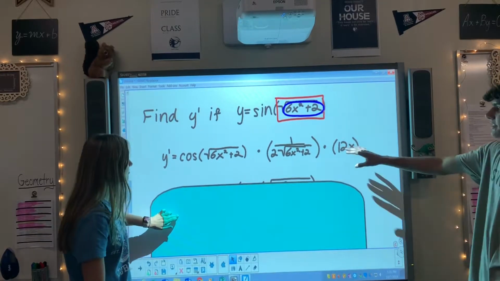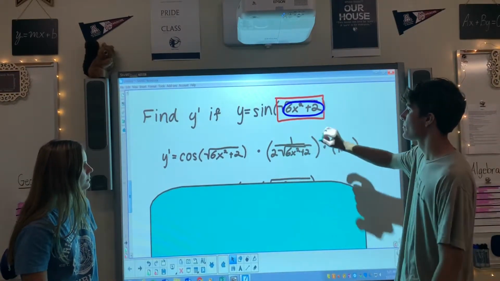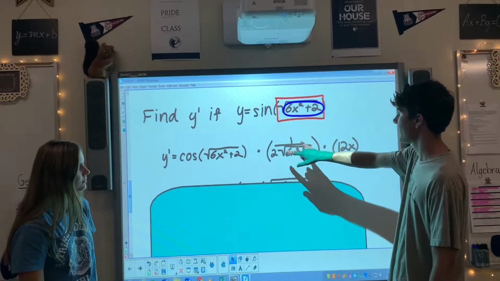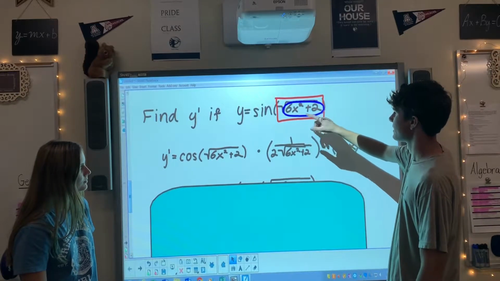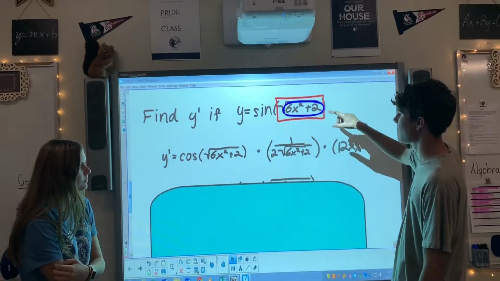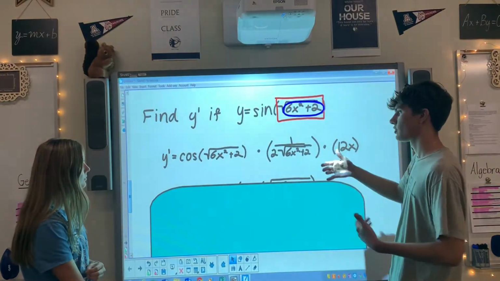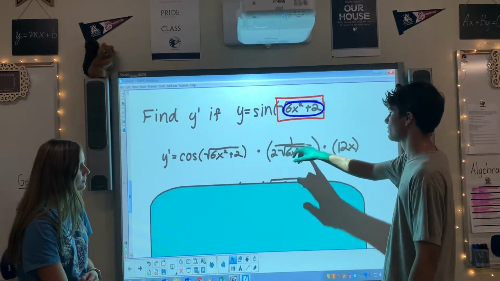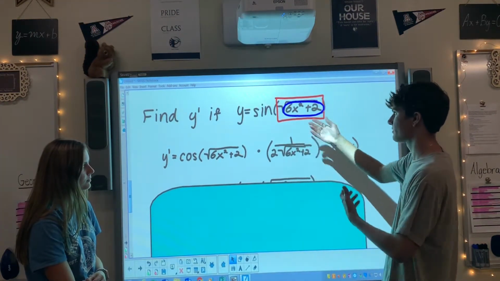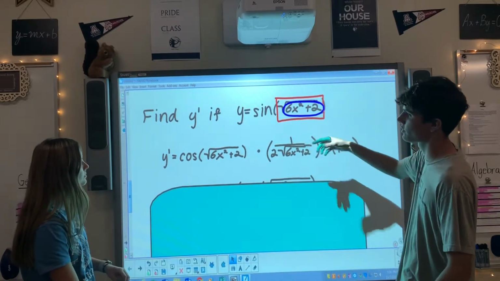I'll butt in right here. We kind of skipped a step. Instead of just jumping to this step, you could have written it to the 1/2 power and done that. We skipped that step to make it a little more clear. Any function in the square root will just be 1/2 times whatever's in the square root. So that's why we did that.